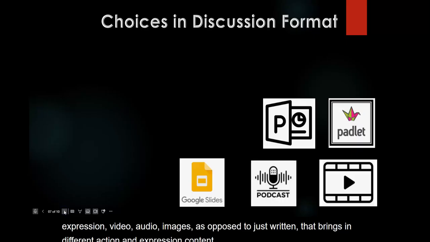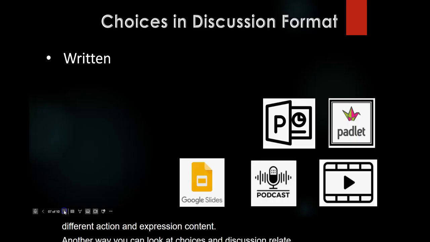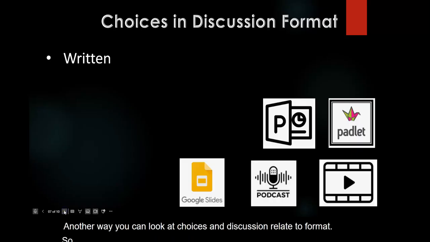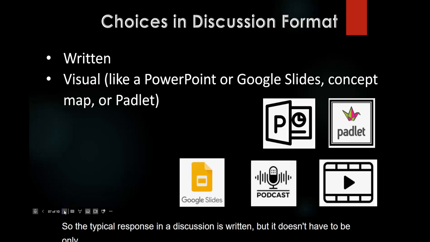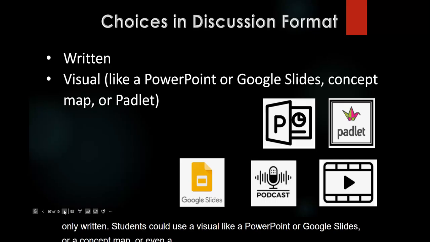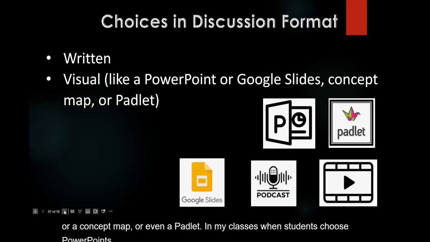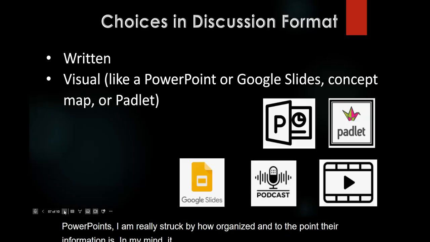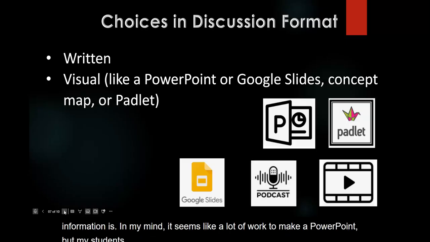Another way you can look at choices in discussion relate to format. So the typical response in a discussion is written, but it doesn't have to be only written. Students could use a visual, like a PowerPoint or Google Slides or a concept map or even a Padlet. In my classes, when students choose PowerPoints, I am really struck by how organized and to the point their information is. In my mind, it seems like a lot of work to make a PowerPoint, but my students who do it really love it, and their learning really shines because of that organization around that tool.